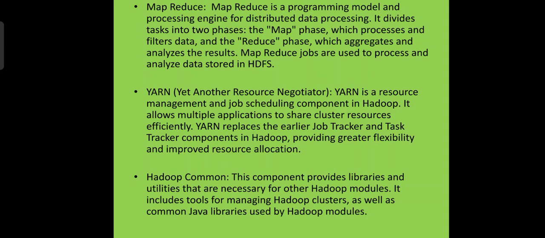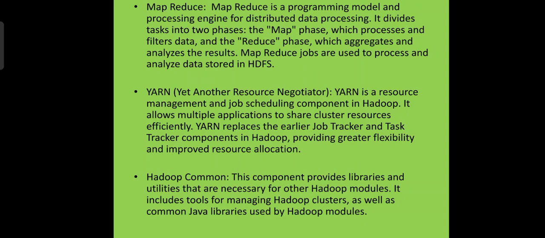YARN, the full form is Yet Another Resource Negotiator. So YARN is a resource management and job scheduling component in Hadoop. It allows multiple applications to share cluster resources efficiently. YARN replaces the earlier JobTracker and TaskTracker components in Hadoop, providing greater flexibility and improved resource allocation. So YARN is also called Yet Another Resource Negotiator, and it replaced the earlier job tracker and task tracker, right?